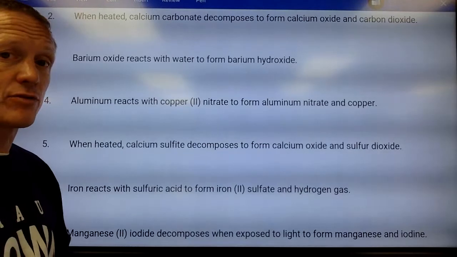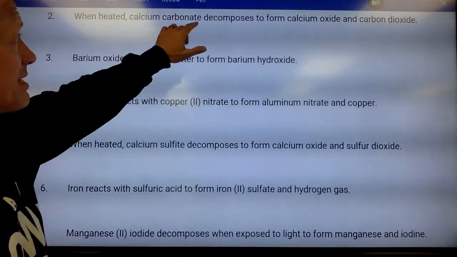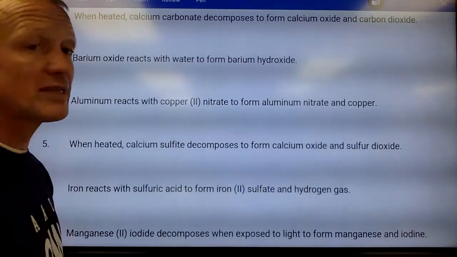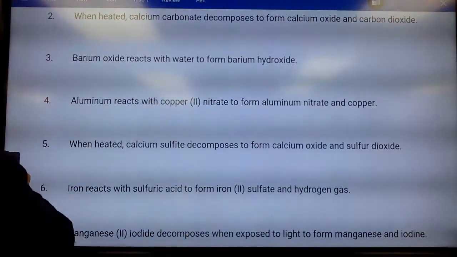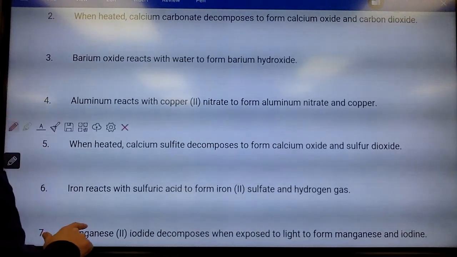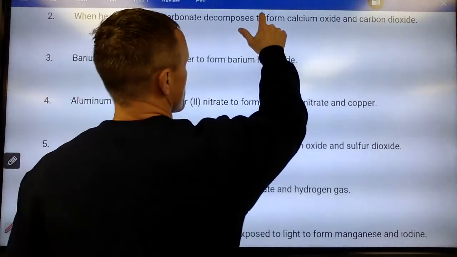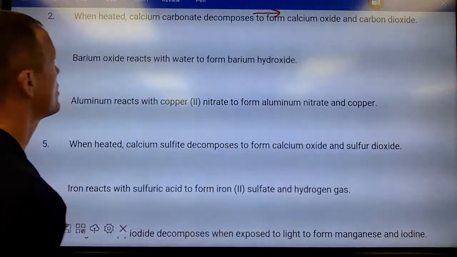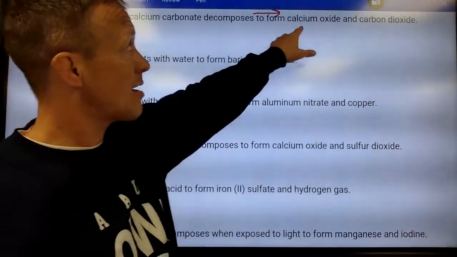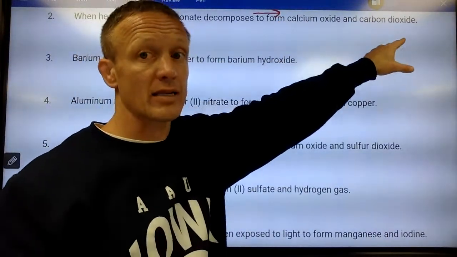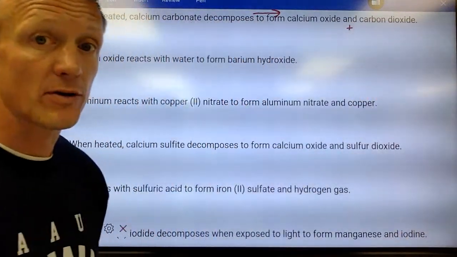First, you have to read what's in there. So when heated, calcium carbonate decomposes to form. When you see "to form," "to produce," or "to make," that is always your arrow. So you're always looking for that part. We have calcium carbonate on the left-hand side, making calcium oxide and carbon dioxide. The "and" is a plus sign. So two things are being made over there.